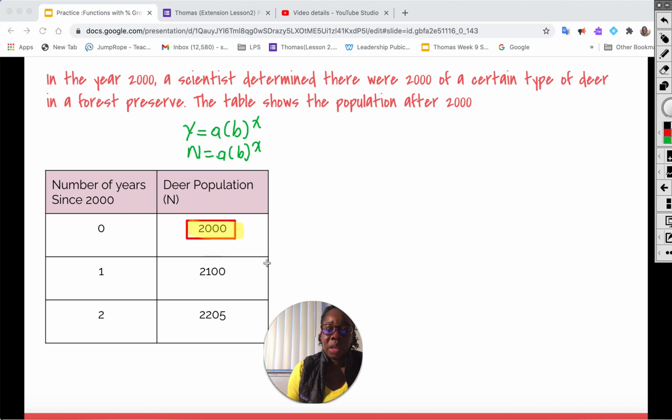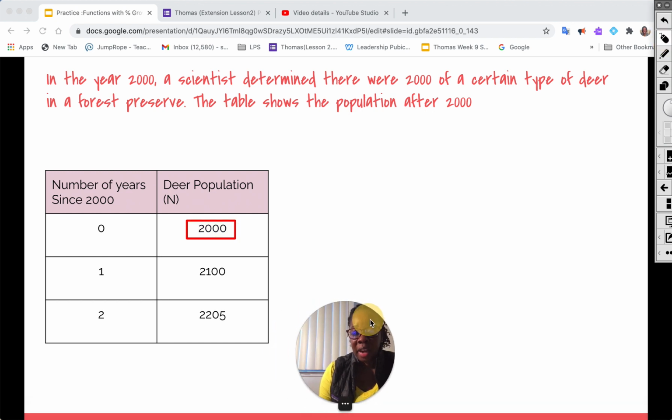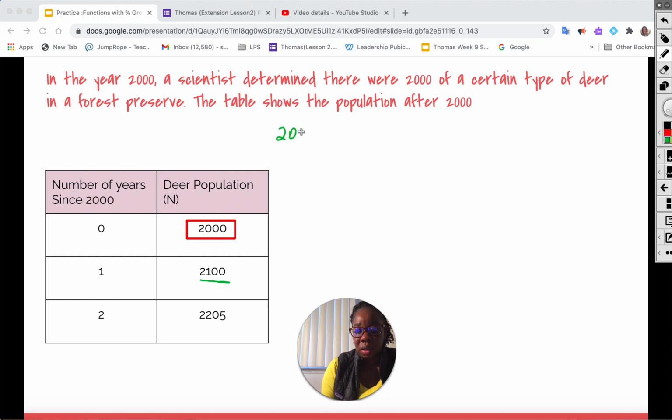And then what we need to figure out is, well, we know it's growing because the number of deer is increasing. So we now need to find the growth factor. And we do that by division. So we're going to take, for example, the 2100, sorry, divided by 2000. And when we do that, here is the result.